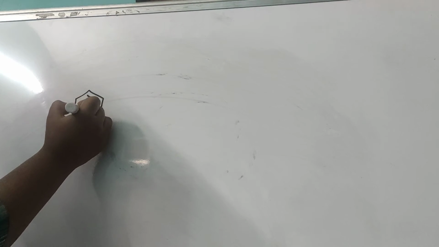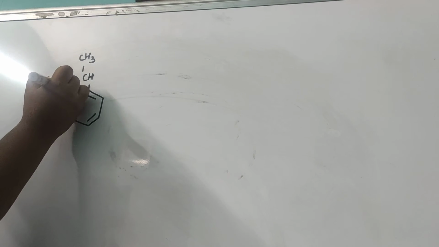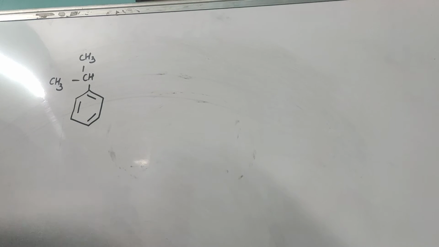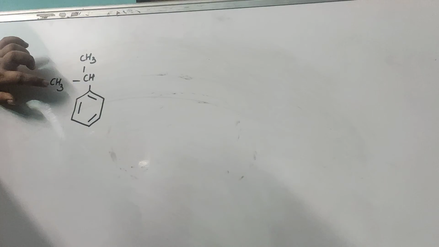When it is a benzene derivative, then you have to draw a benzene. Then you will have CH, with one CH3 and here also CH3. You can think of it as a straight chain, CH3 CH CH3, with a benzene ring attached to the second carbon. Actually it is in that way. Okay, that is cumene.